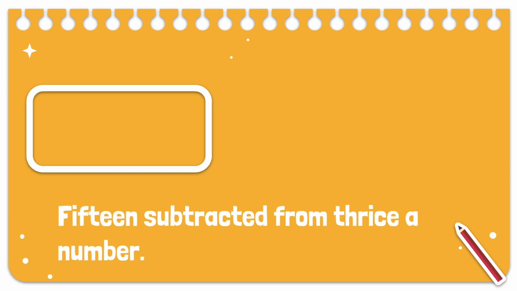Okay, another, 15 subtracted from thrice a number. So, lagi dito, kapag nakita niyo yung word na subtracted from, ibig sabihin, yung 15 ang sinabtract mula sa thrice ng isang number. Okay? So, kapag tinranslate natin siya sa algebraic expression, this will become 3x minus 15. Nakita nyo? Nasa pangalawang term yung 15 kasi yung 15 yung sinabtract mula doon sa thrice ng number.